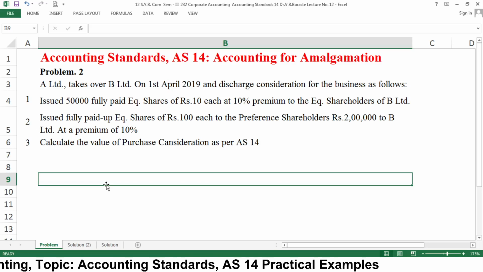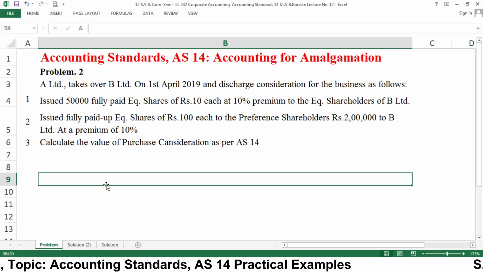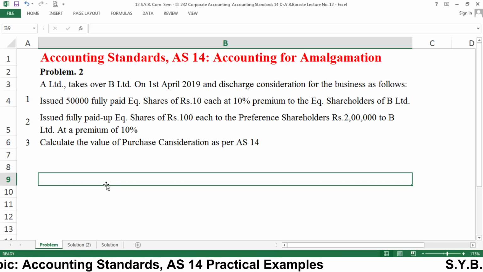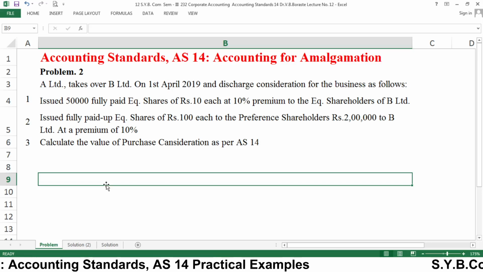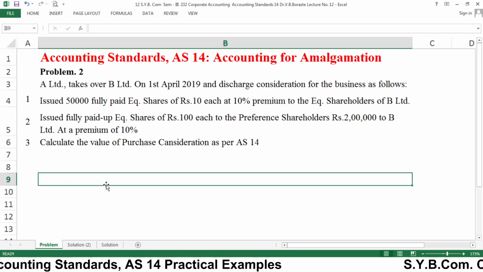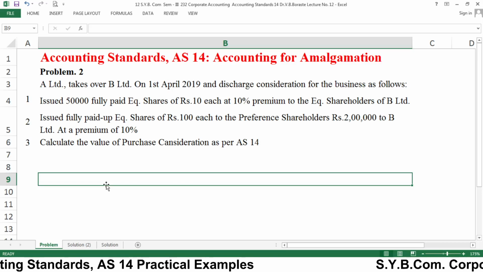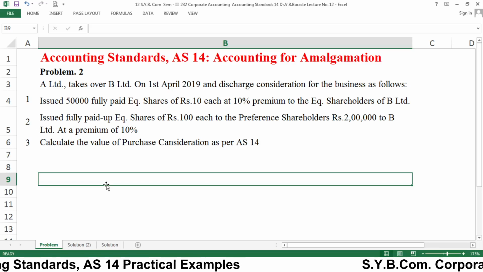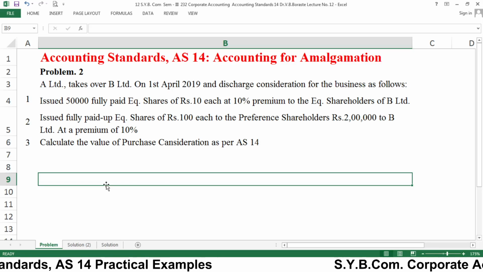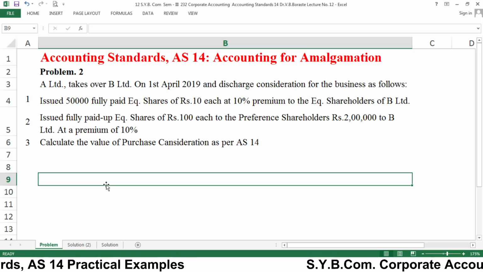A Limited takes over B Limited on 1st April 2019 and discharges consideration for the business as follows. First one is issued 50,000 fully paid equity shares of rupees 10 each at 10% premium to the equity shareholders of B Limited. Second, issued fully paid up equity shares of rupees 100 each to the preference shareholders of rupees 2 lakh of B Limited at a premium of 10%. And third one is calculate the value of purchase consideration as per AS14.